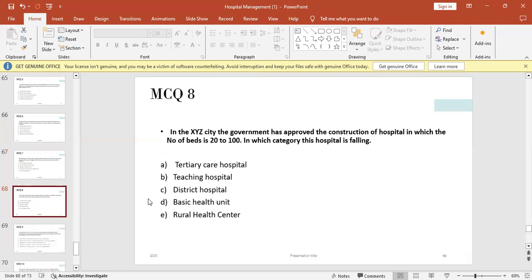In XYZ the government has approved the construction of a hospital in which the number of beds is 20 to 100. In which category does this hospital fall: tertiary care, teaching, district, basic, or rural? It's rural healthcare center, not the tertiary healthcare center.